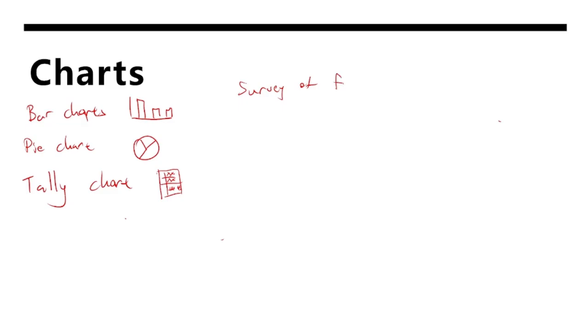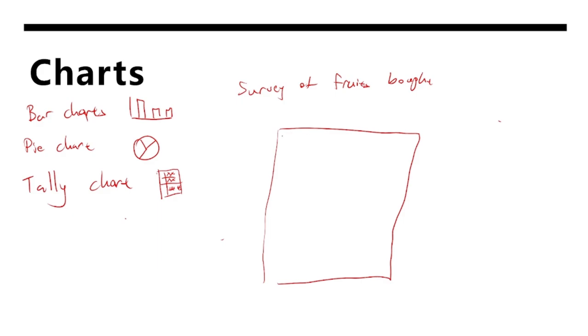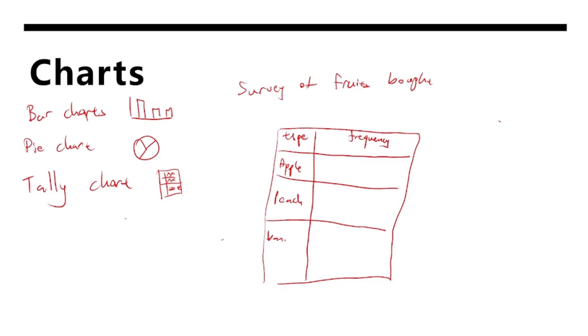of fruits bought, and for example, we have a chart here, and we have type, frequency, and we have, let's say, apple, peach, banana, and let's say melon.